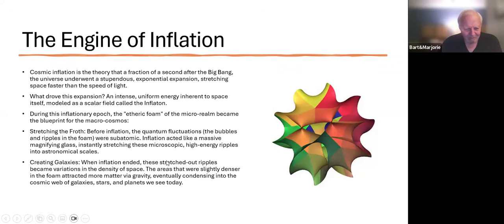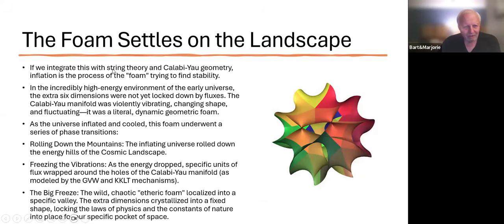When inflation ended, these stretched out ripples became variations in the density of space itself. The areas that were slightly denser in the foam attracted more matter via gravity, eventually condensing into the cosmic web of galaxies, stars, and planets that we see today. So if we integrate this with string theory and Calabi-Yau geometry, this is the foam that settles on the landscape. Inflation is the process of the foam trying to find stability.